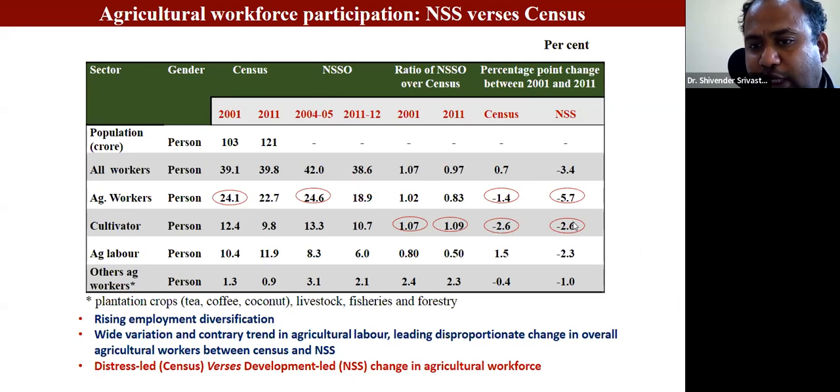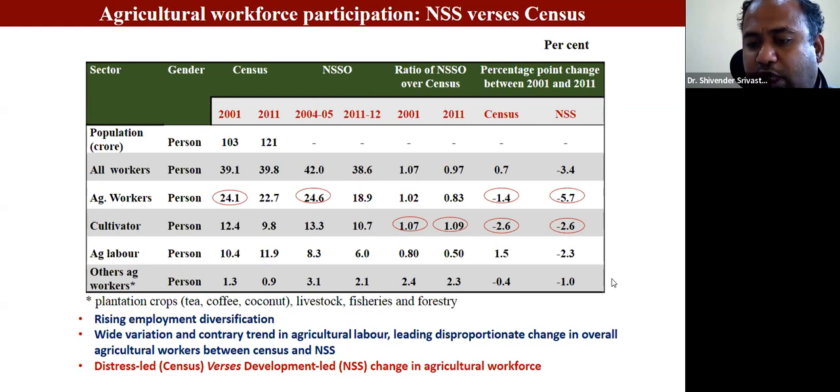Both census and NSS data say that cultivators are declining between 2001 and 2011, but for laborers, as per the census, the number of laborers has increased by 1.5 percentage points, while based on the NSS, even laborers have declined. So if you use the census data, the inference you will draw is that cultivators are declining and laborers are increasing.